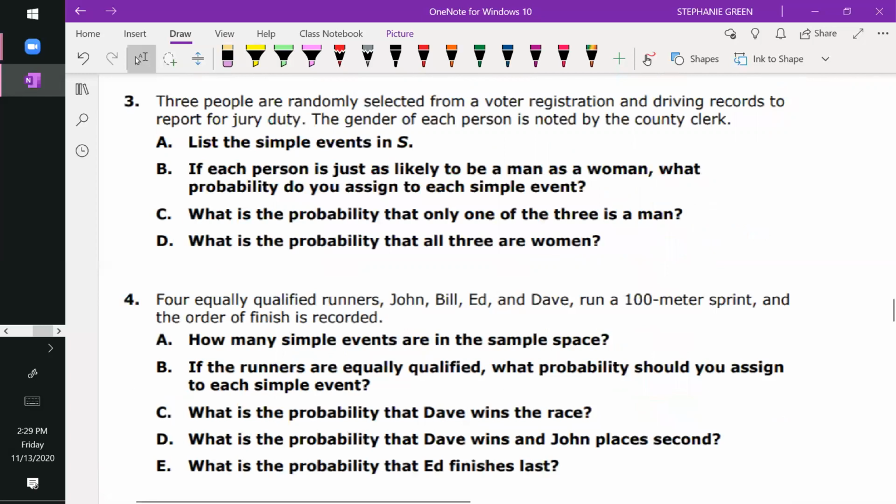Let's look at part 3. 3 people are randomly selected from a voter registration and driving records to report for jury duty. The gender of each person is noted by the county clerk. A, list the simple events. So it looks like all we're interested in here is gender. So a simple event is male or female.